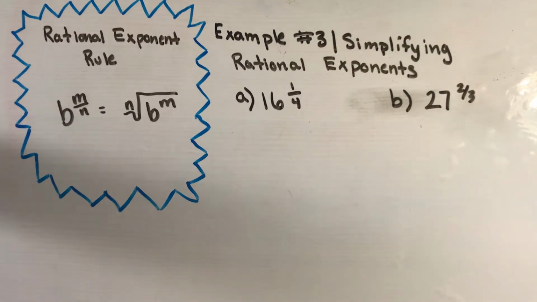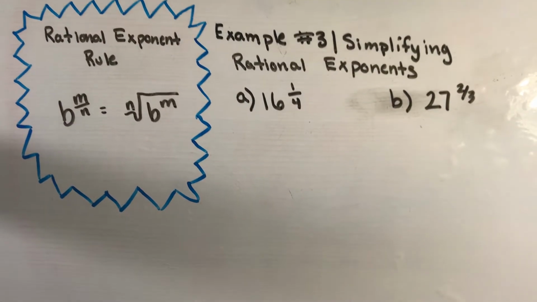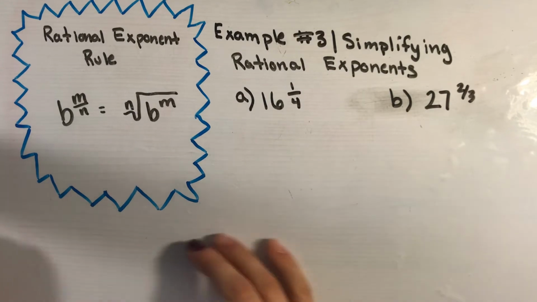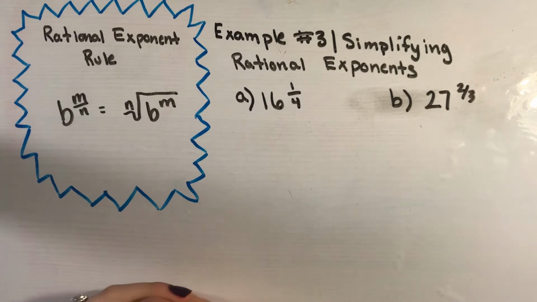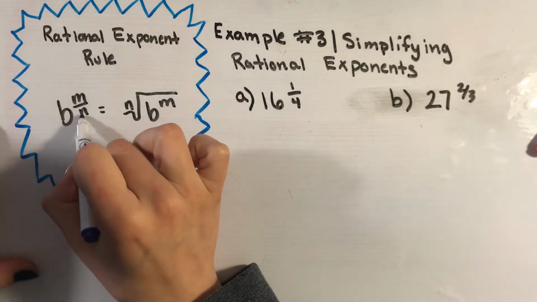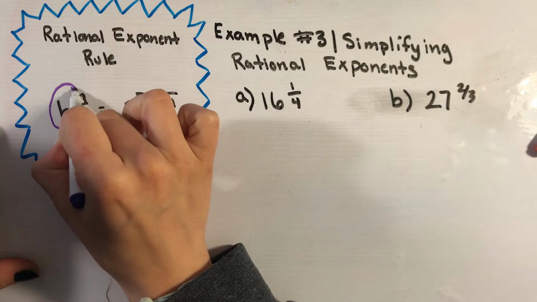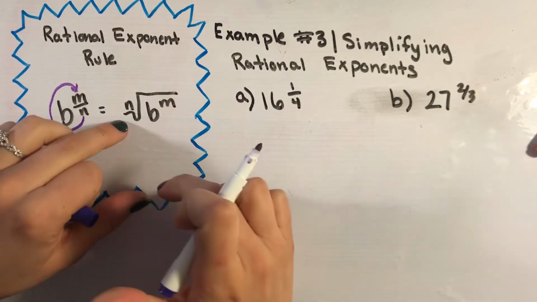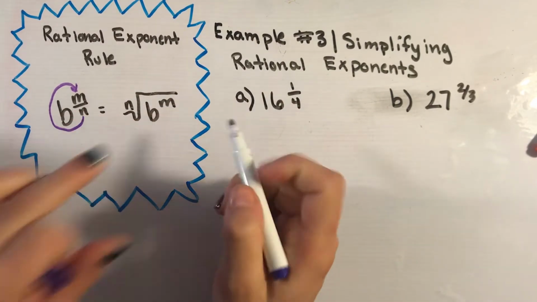Okay, so with rational exponents, we no longer are looking for pairs of twos. We are looking for groups of things. So what tells us we're looking for groups of things? You need to rewrite it. We're going to rewrite it with the nth root of b to the m.